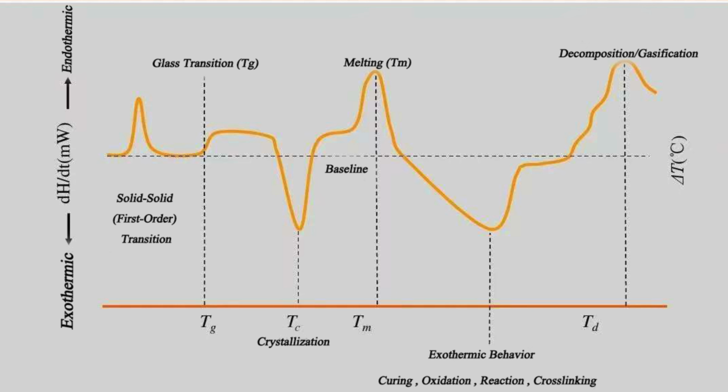Thermal transitions detected by DSC are commonly categorized as first-order transitions, which involve latent heat and discontinuities in enthalpy, such as melting and crystallization. Second-order transitions involve changes in heat capacity without latent heat, such as the glass transition of amorphous polymers.